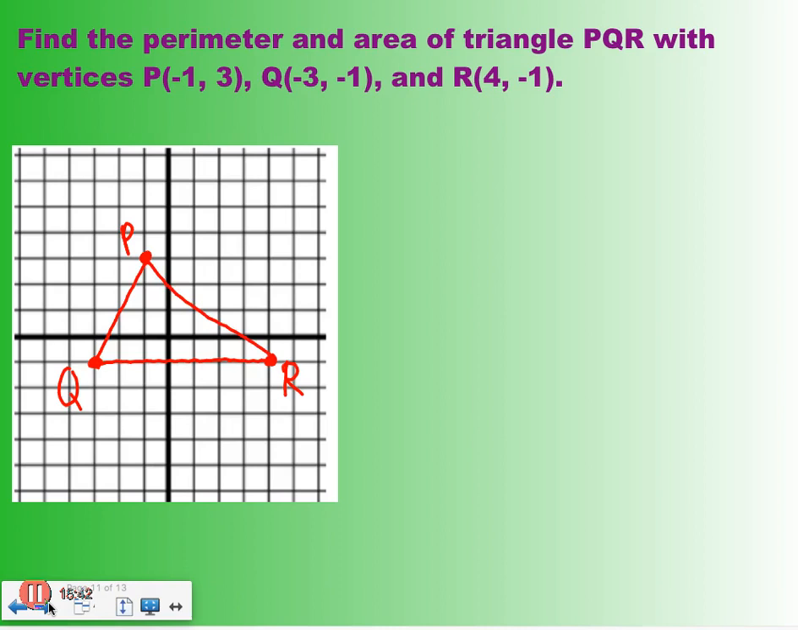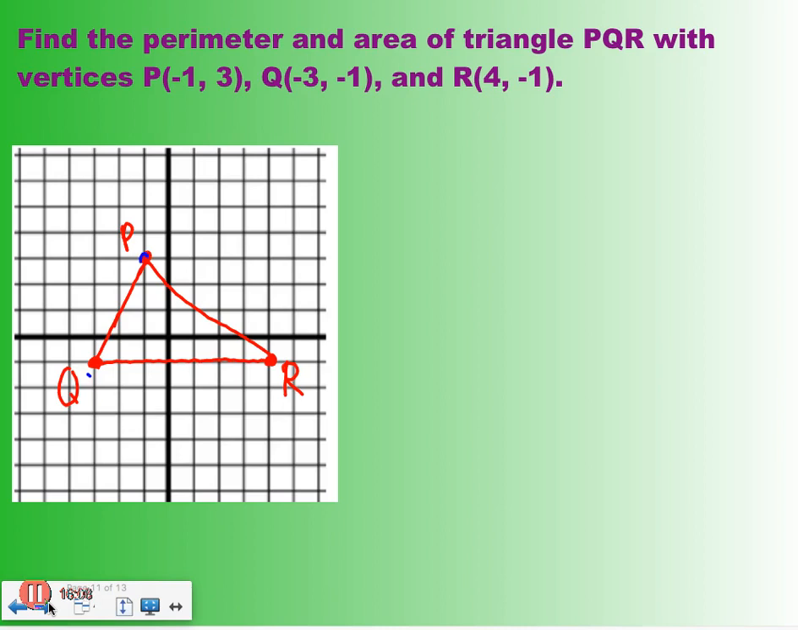So for perimeter, remember that's like if I were to walk all the way around my triangle, right? So how are we going to find that? Because if we notice, I don't have all straight up and down sides. So what do we have to use? Hope you're thinking distance formula or Pythagorean theorem, right? Because we know how to do those things.